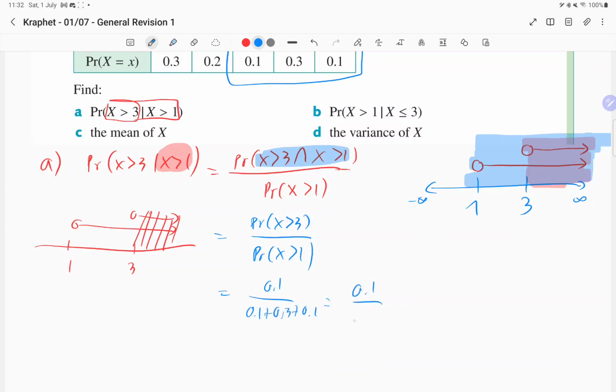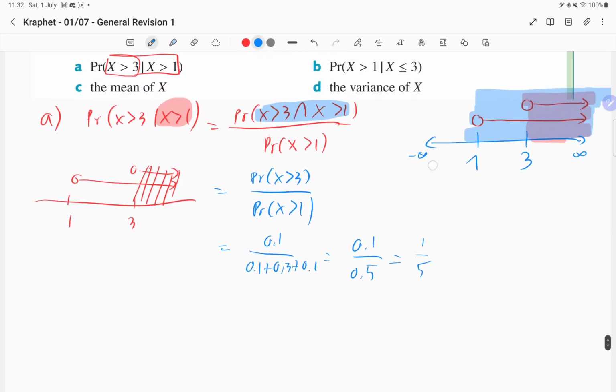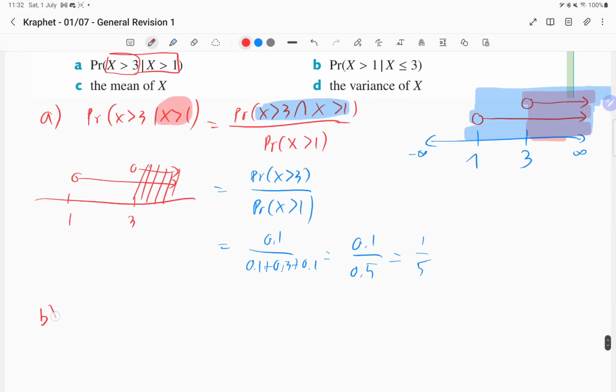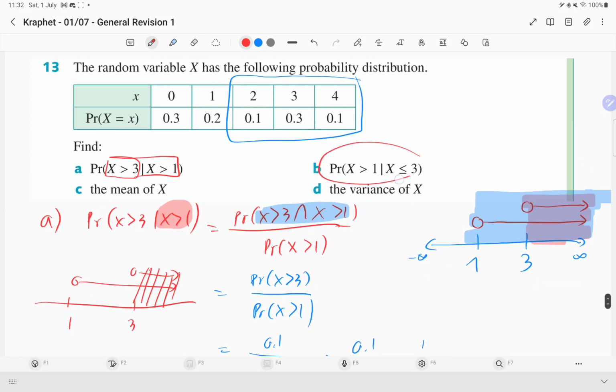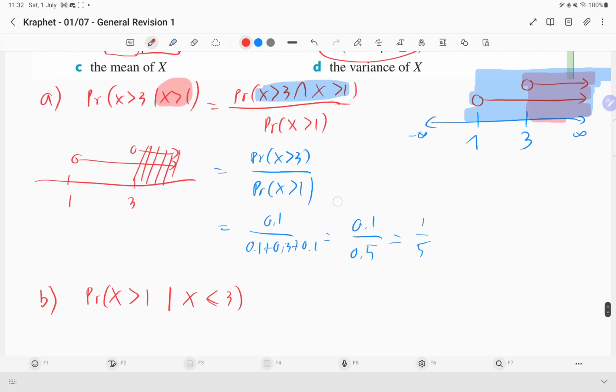Right, so that'll be 0.1 over 0.5, which is 1 over 5. So 0.2. Okay? I'll go to question B as well. It feels a bit different. Probability x is more than 1 given that x is less than or equal to 3.